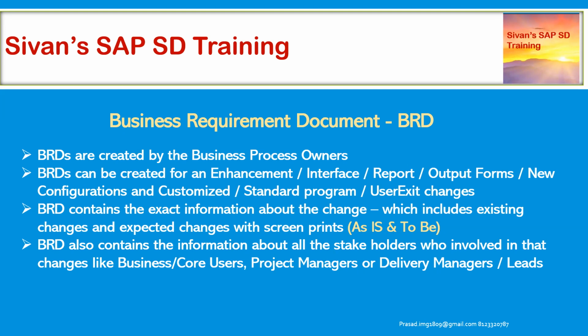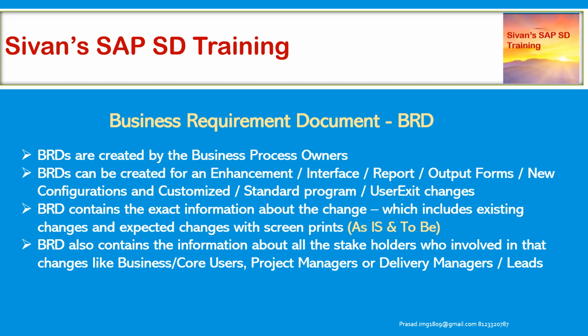BRD also contains the information about all the stakeholders who are involved in the changes, like business users or core users, project managers, delivery managers, and leads. Why? If the stakeholders are not listed in the business requirement document, the functional consultant cannot approach the exact stakeholder to whom you have to interact with, always, to complete the development.